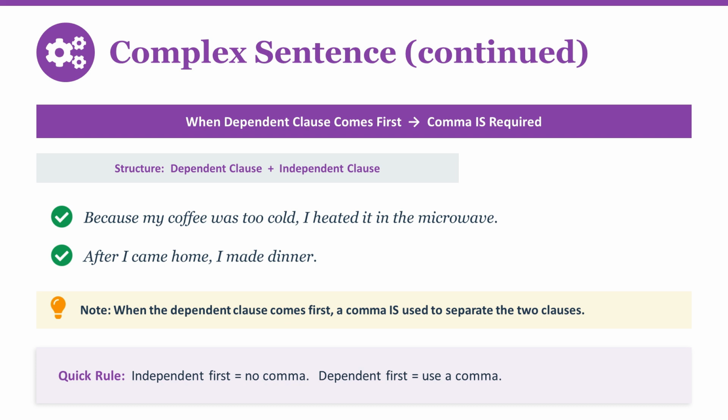Here is a quick rule to remember. If the independent clause comes first, you do not need a comma. But if the dependent clause comes first, you must use a comma. This is an important punctuation rule for complex sentences.